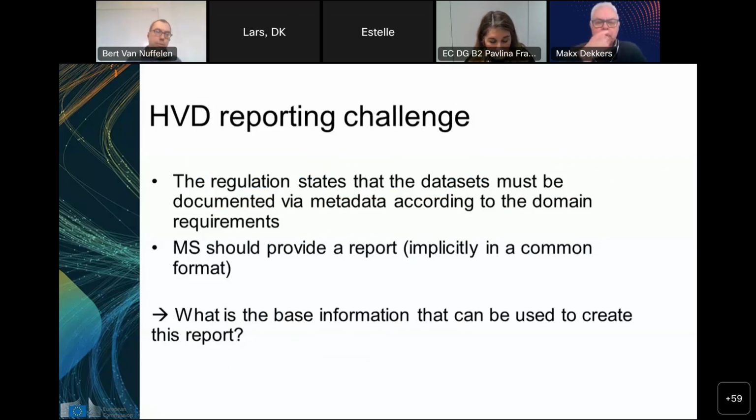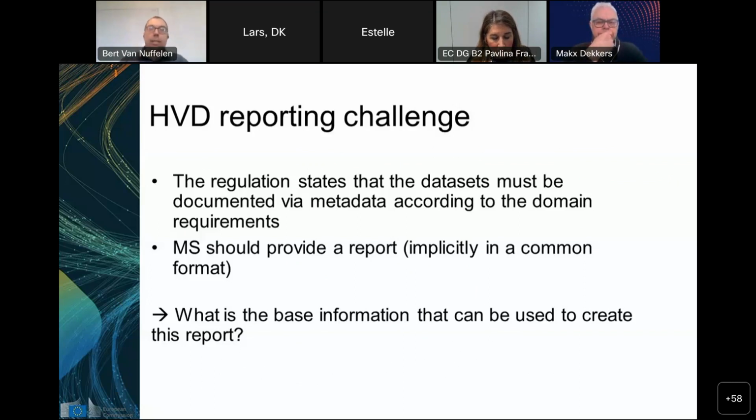This is not the only thing about the individual datasets, which you have to take up as a member state engagement. There's also the aspect of reporting. The regulation itself states that these datasets have to be reported according to the metadata, according to the domain requirements, and in the end also provide a global report. That format has not been established yet, but we have to at least get information together as a member state so that you can provide a report.